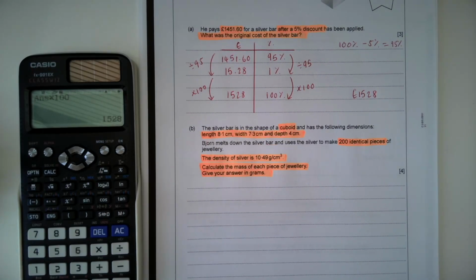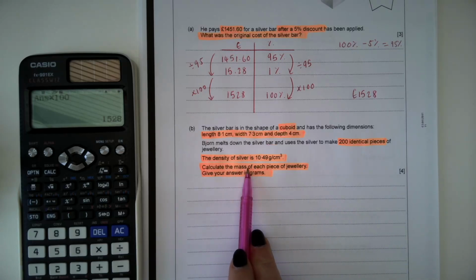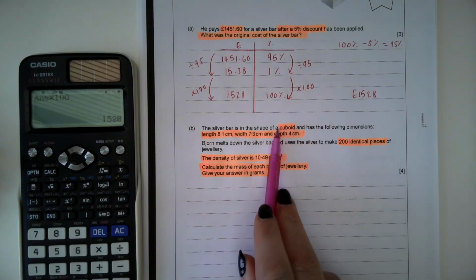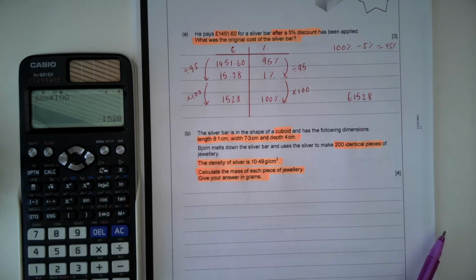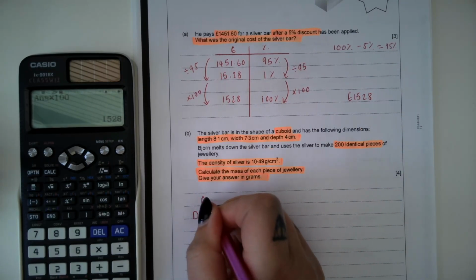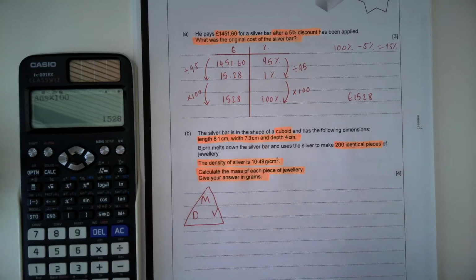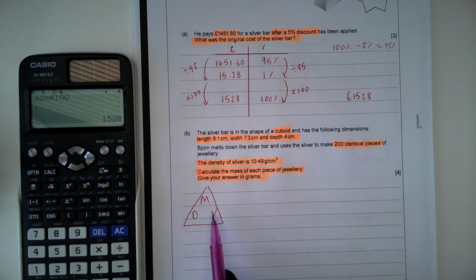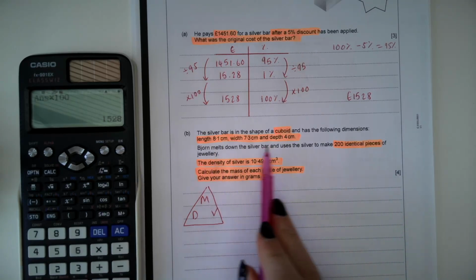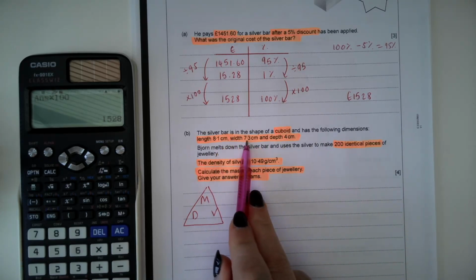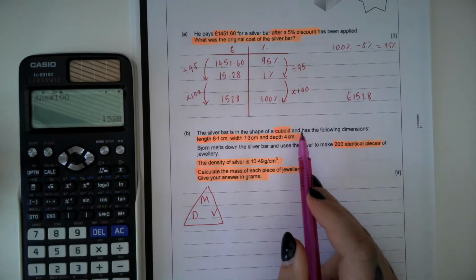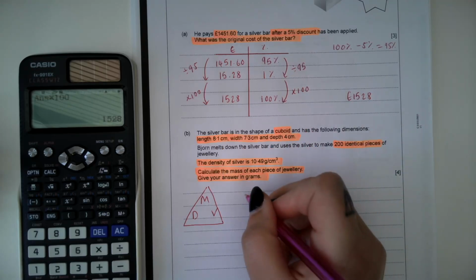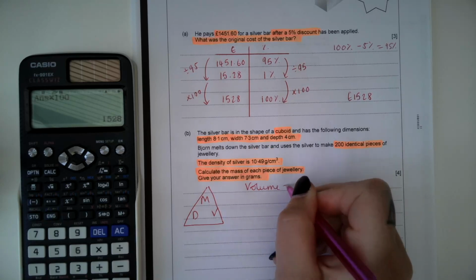Okay, so we are dealing with density, mass, and we're going to be using volume because we're dealing with a cuboid. So you may have dealt with a formula triangle like this. Density is equal to mass divided by volume. So let's see what we know. We know what the density is. We're looking for the mass. We don't know the volume, but they've given us all the information we need to find the volume of this silver bar, which is a cuboid. So let's start by calculating the volume.